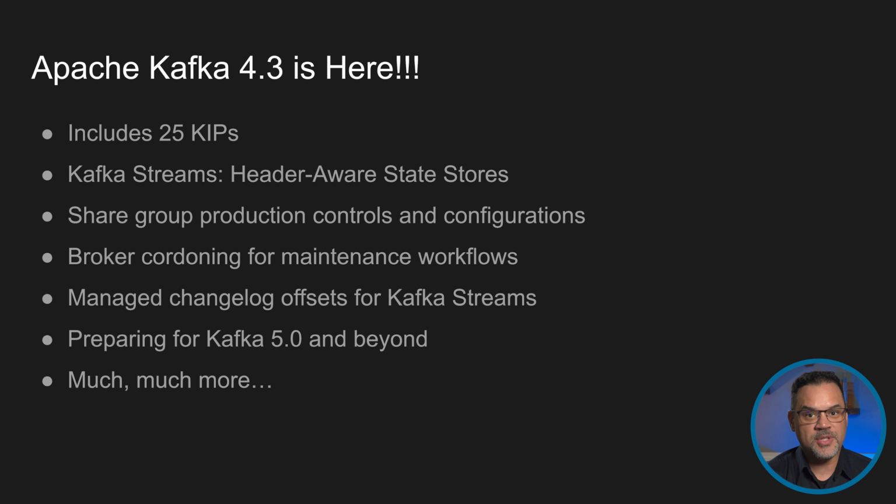Now, this release includes 25 KIPs, with features like preserving event headers in Kafka Streams, new production controls for share groups, and a new way to isolate a broker or a disk to help with your maintenance workflows. There's also a focus on the future of the Kafka ecosystem, looking ahead to version 5.0 and beyond. So let's get into it.